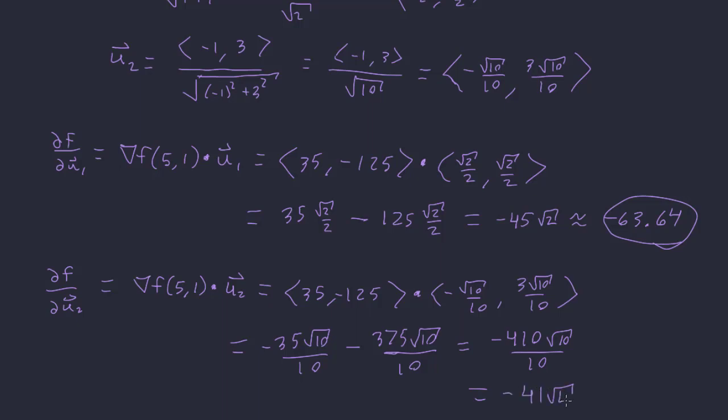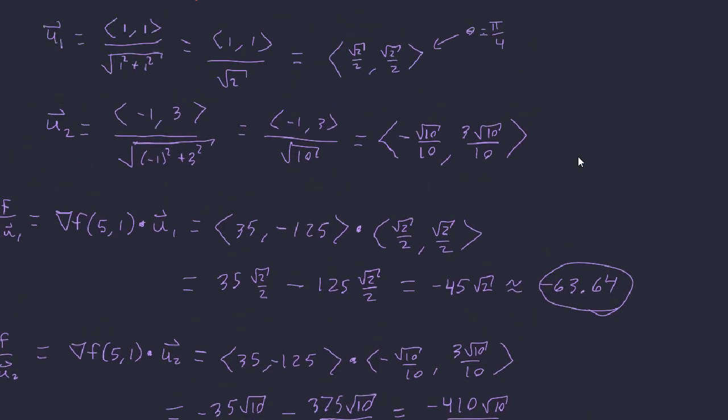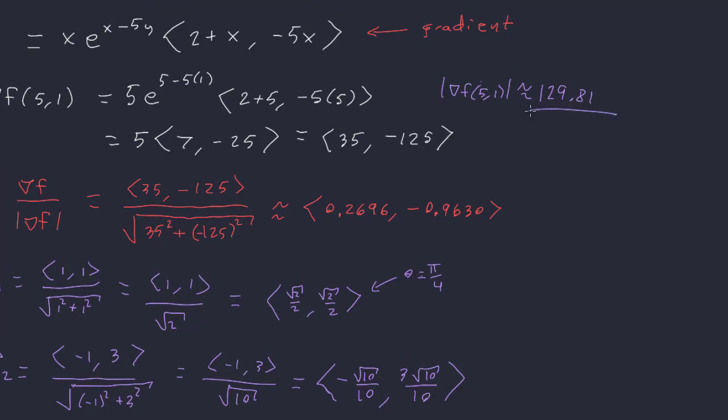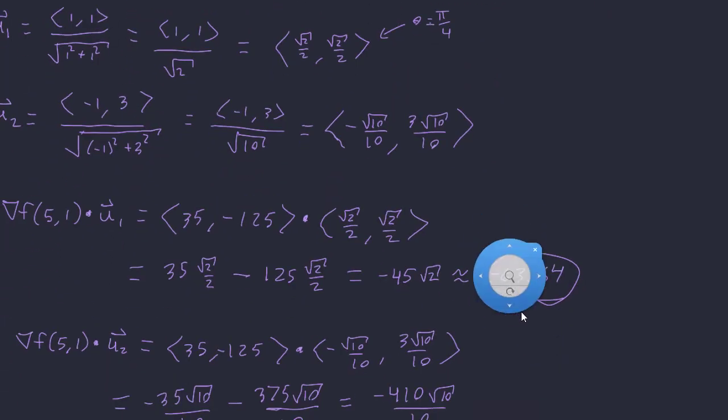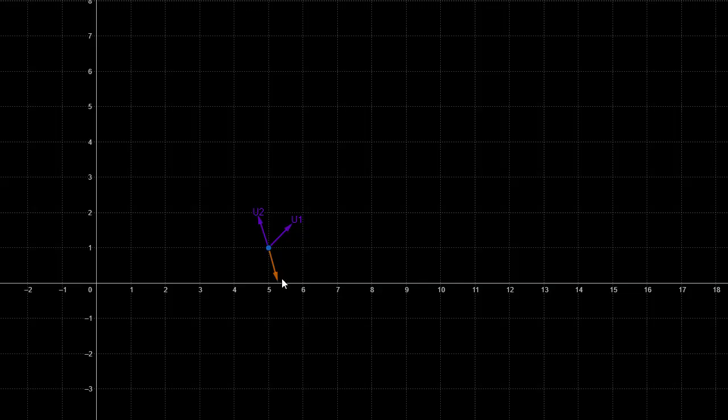Okay, which will come together and give us negative 410 root 10 over 10. Well, when we divide through by the 10, it will be negative 41 times root 10, which is approximately negative 129.65, which we'll see is very close to the negative of this, just a little smaller. This is 129.81. This is negative 129.65, which is what we expected. These are very close to being parallel, but this is in the opposite direction.